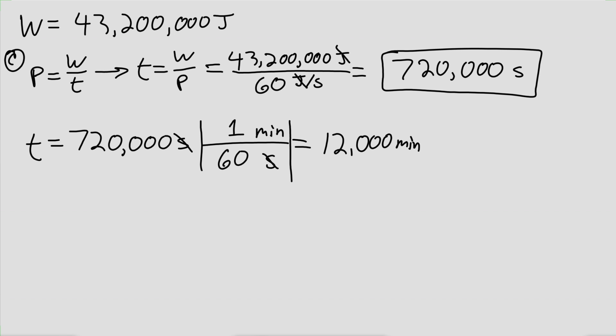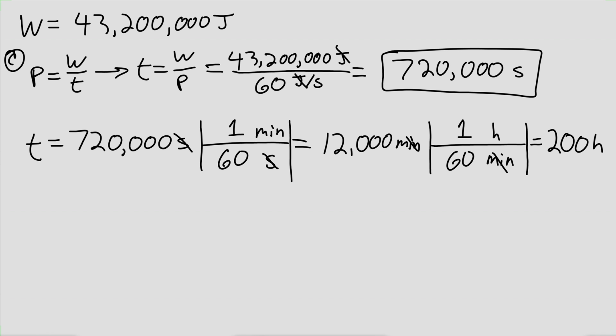Which is great, but again, I don't have a very intuitive feel for how long 12,000 minutes is. So from here, I'm going to put up more field goal posts, this time getting me out of minutes and into hours. I have the thing in units of minutes, so I want minutes on the bottom and hours on the top. I know that 60 minutes and 1 hour are the same thing. If I do this, it gives me 200 hours, because 12,000 times 1 divided by 60 is 200 hours.